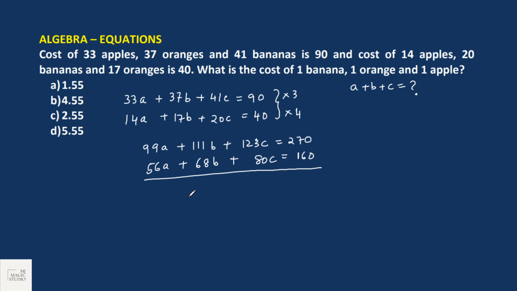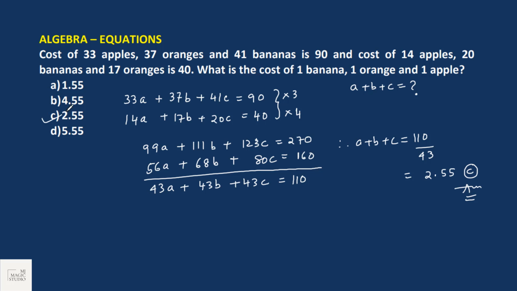Now when we subtract, we will see that the coefficient of all A, B, C will be the same. 99 minus 56 is 43A, 111 minus 68 is 43B, we are subtracting, and 123 minus 80 is also 43C. 270 minus 160 is 110. Therefore, A plus B plus C is 110 divided by 43. That will give us 2.55. Option C is the pick.